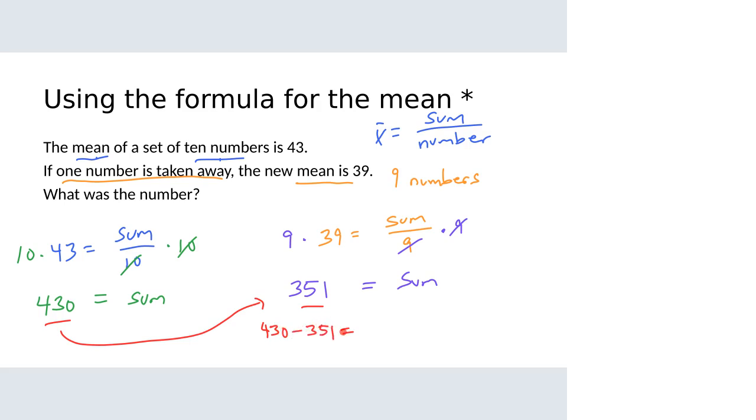430 minus 351 is 79. So the number that was taken away was 79. I don't know what any of the 9 other numbers are. I just know that there used to be a 79 in here. That 79 was taken away, so now they add up to 351.